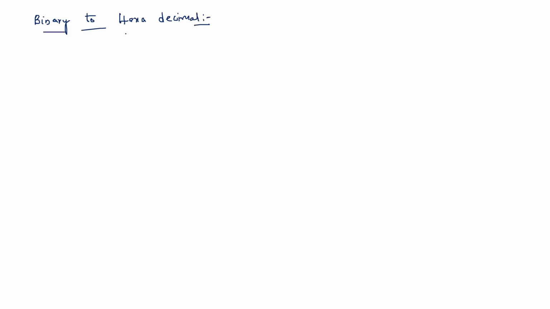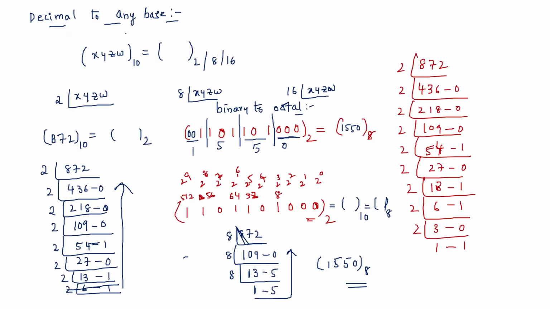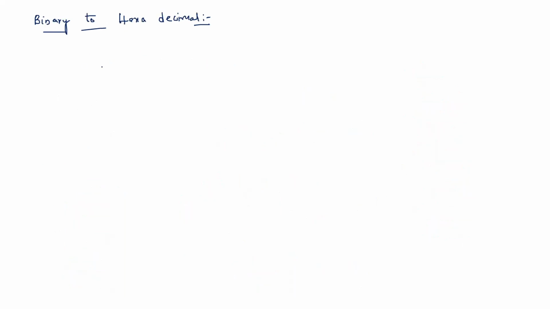Binary to hexadecimal. What is the binary number we got? 110 110 110 1000. So this is my binary number that should be converted into a hexadecimal number. How can I convert here? Here also we can convert with the shortcut way. I just segment this binary number into 4 bits. Then I will convert and get the hexadecimal number.